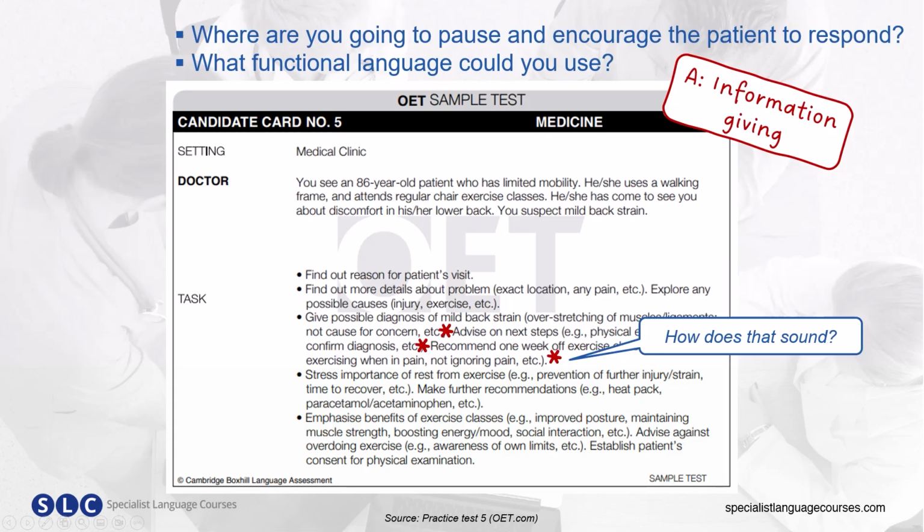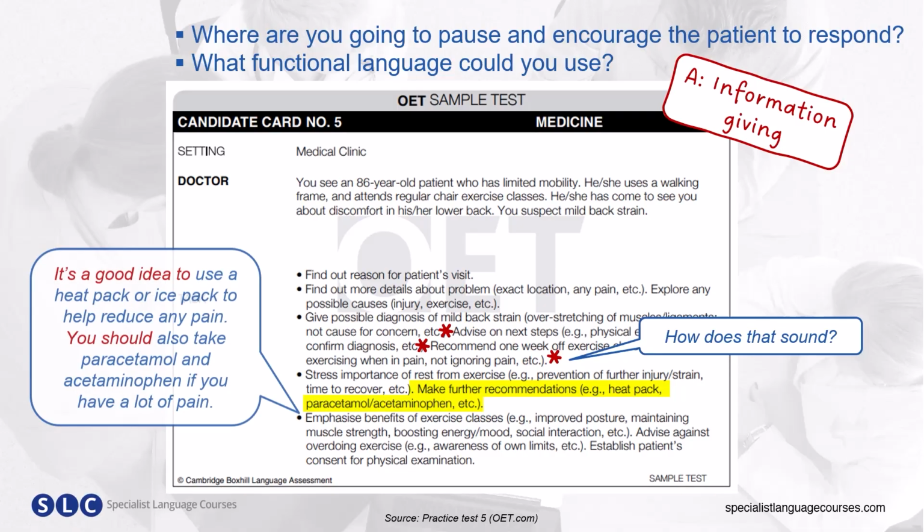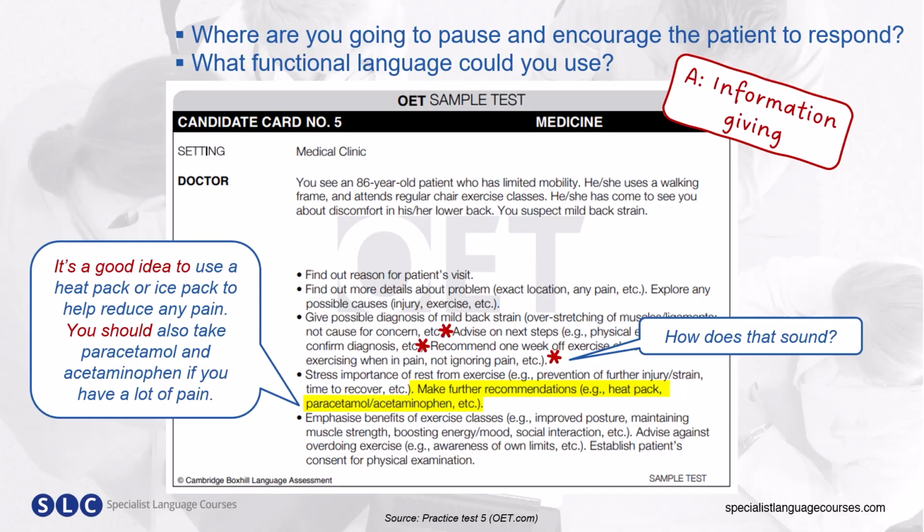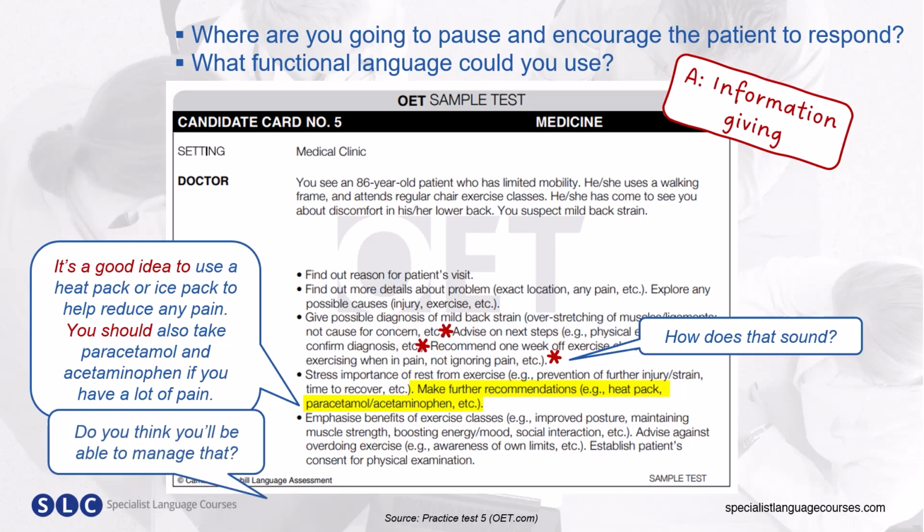We can also think about functional language to use for specific tasks, such as here, where it says, make further recommendations. We want to use functional language for giving advice, such as, it's a good idea to use a heat pack or ice pack to help reduce any pain. You should also take paracetamol and acetaminophen if you have a lot of pain. And don't forget to check at the end. Do you think you'll be able to manage that?